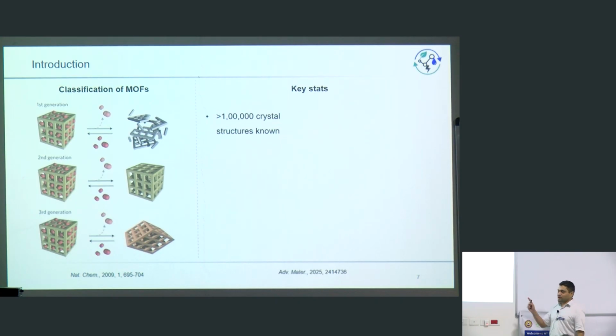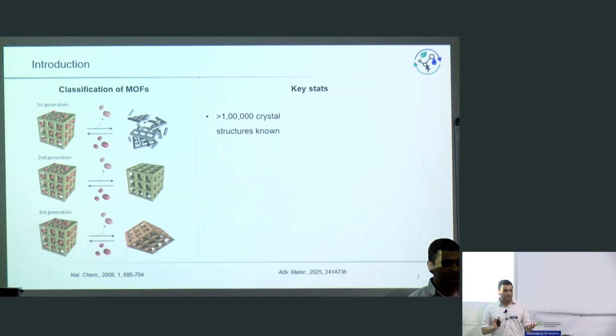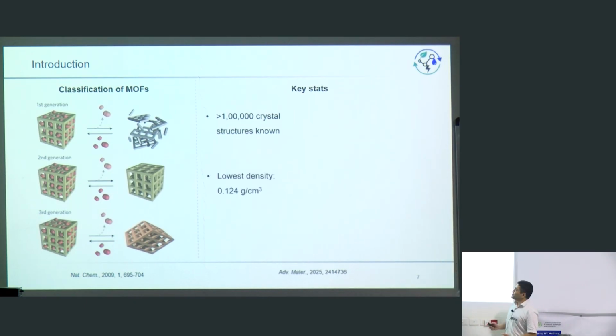As of now, there are more than 1 lakh crystal structures known in the literature. And as you alluded to, the lowest density of these materials is 0.1 gram per centimeter cube. Now, this is a number that not all of us appreciate directly. All of us know the density of water, right? It's nearly 1 gram per centimeter cube. So this is almost 10 times lighter than that, and it still has a porosity of 7,000 meters square per gram. You might need a few seconds to absorb this idea, but this is the underlying thought behind why these structures are so fascinating.